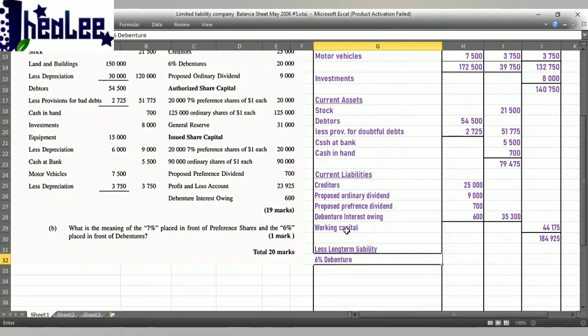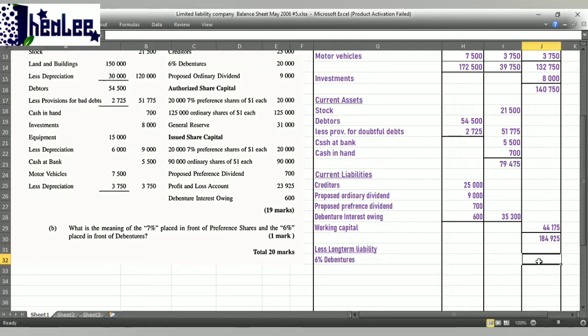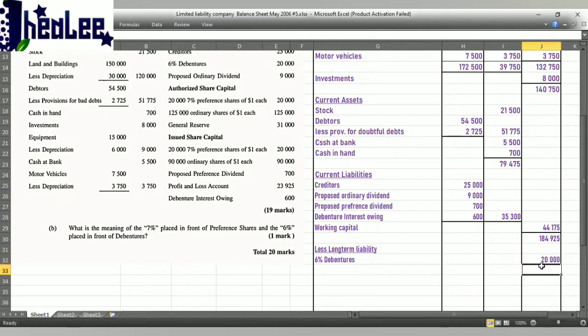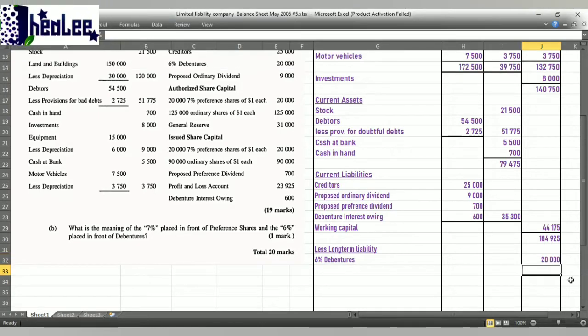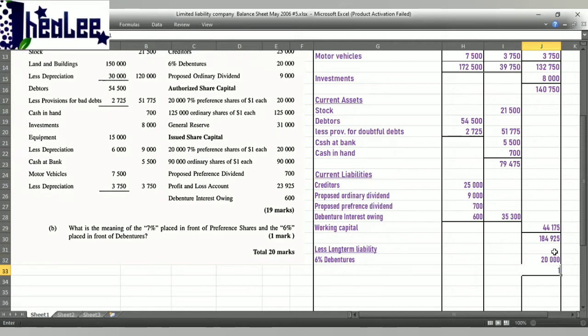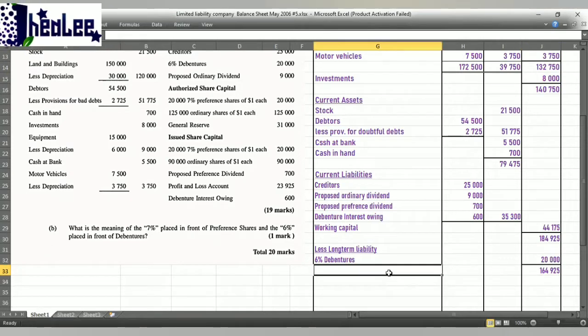So we're entering our 6% debentures now, and the value of that is $20,000. And we are subtracting. So the value that we have after subtracting that 20,000 from the 184,925 is $164,925, and that would give us our net assets.